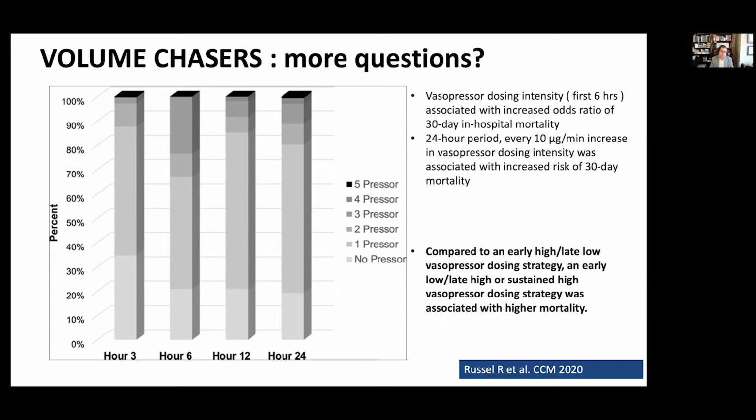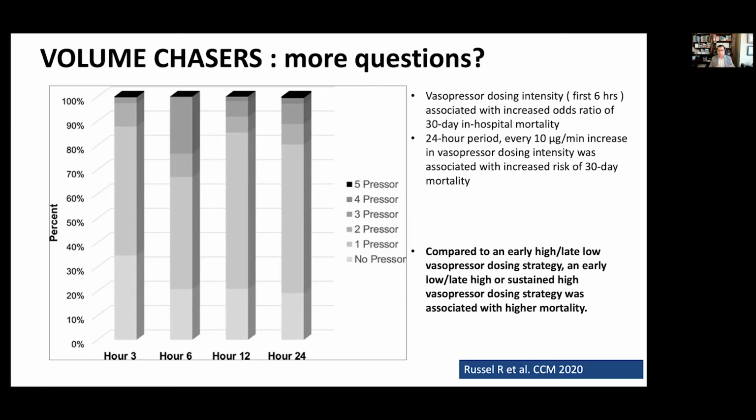For the first 24-hour period, every 10 mcg per minute of increase in vasopressor dosing intensity was associated with an increased risk of 30-day mortality. And importantly, they looked at an early high versus late low vasopressor dosing strategy, or an early low versus late high or sustained high vasopressor dosing strategy.